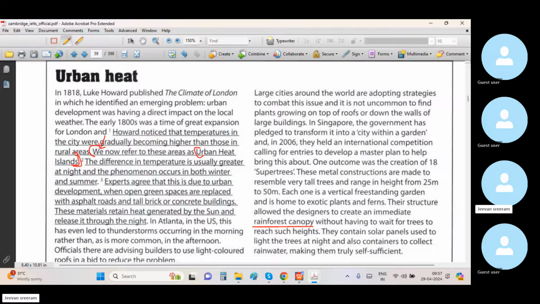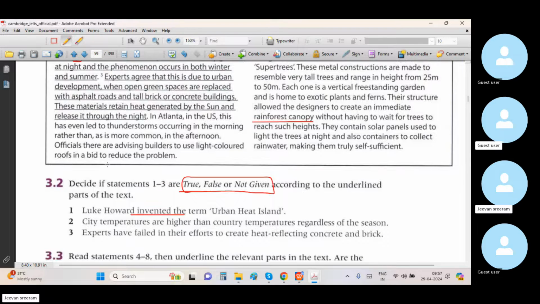Yes, sir. But the statement gives the sense that Luke Howard invented the term. Instead of Luke Howard invented, if it said the author used the term urban heat island, then that would be correct, right? Yes, sir. The author introduced the term urban heat island in the passage, then that would be correct. So what can I say about this statement? Can I say not given? It is given, but the information is wrong. It means false.